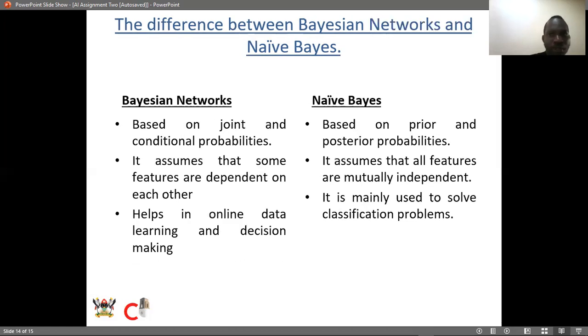Now, for the difference between the Bayesian networks and the naive Bayes, the Bayesian networks are based on joint and conditional probability, while the naive Bayes is based on prior and posterior probabilities. Then the Bayesian networks assume that some features are dependent on each other, but the naive Bayes assumes that all features are mutually independent of each other. Then the Bayesian networks help in online data learning and decision making, while the naive Bayes is mainly used to solve classification problems.